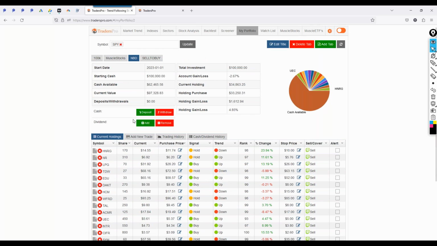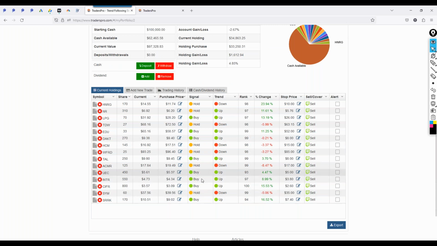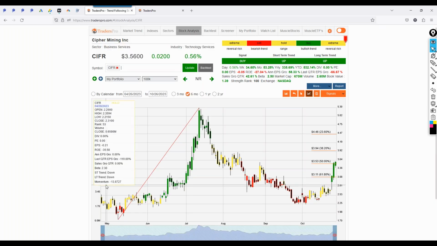I'm optimistic of these last 4 or 5 trades to see what they end up doing. Some of these are kind of fun, kind of exciting to see if we can get a big run up on some of these.